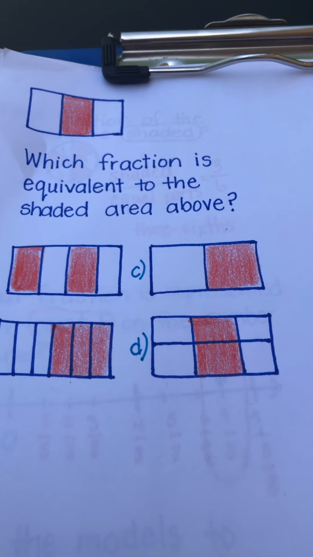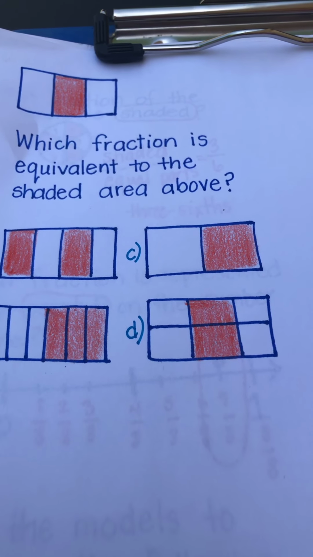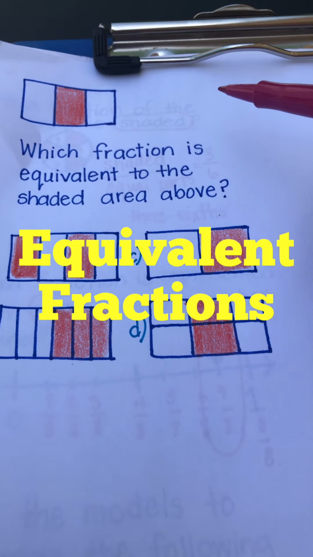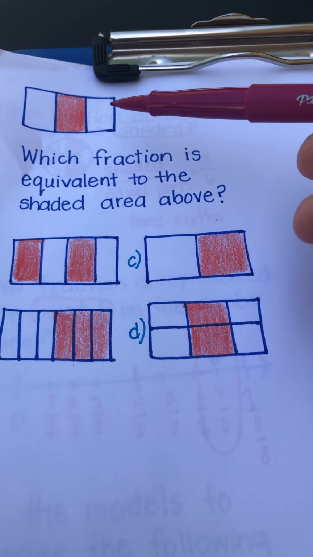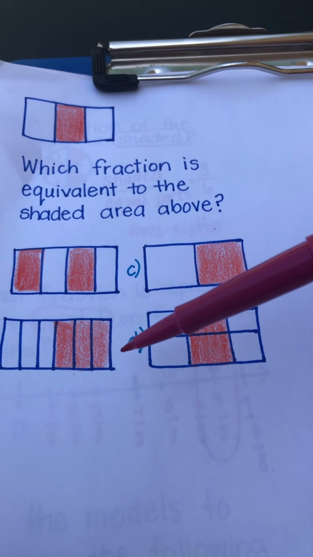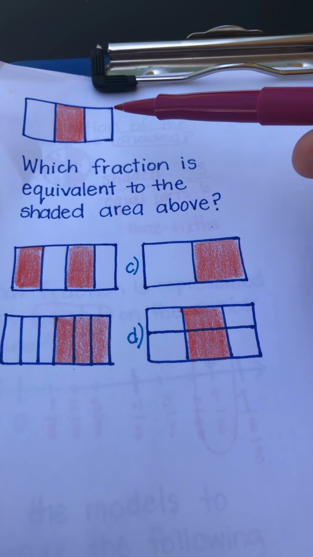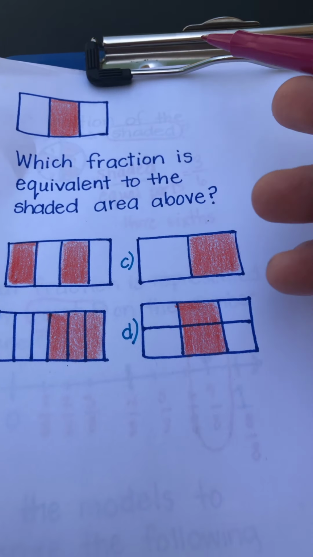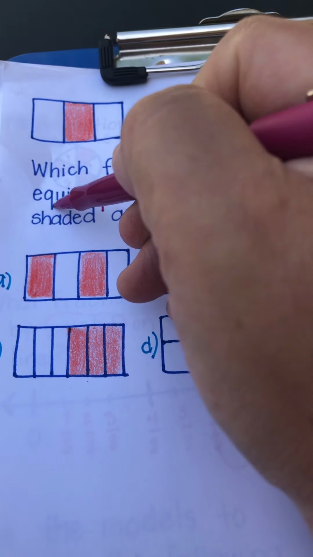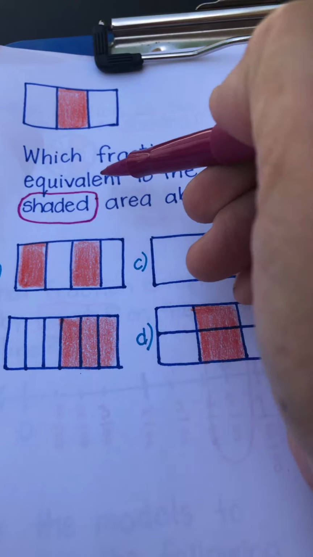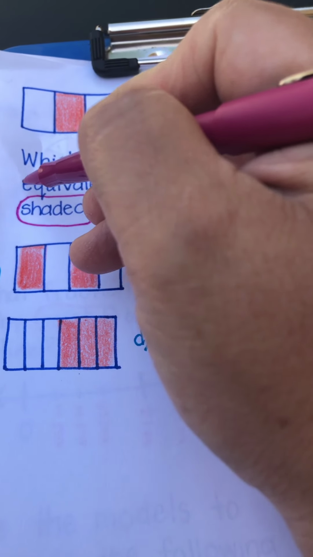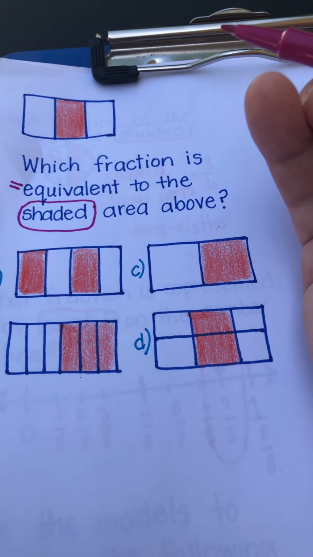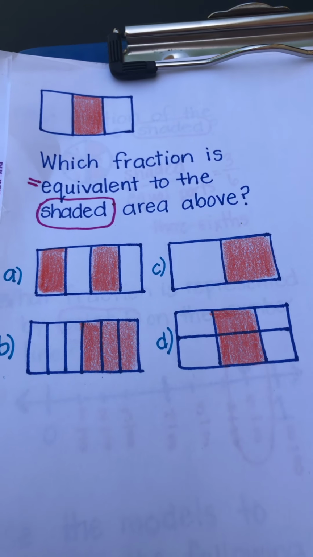Now for the final example of a fraction question you may see on Study Island. The word equivalent, remember, means equal. So whenever we look at this problem, you are going to find the equivalent fraction to the part that's shaded. It says, which fraction is equivalent to the shaded area above? So shaded is my key word, and so is equivalent. Equivalent wants to know that it's equal.